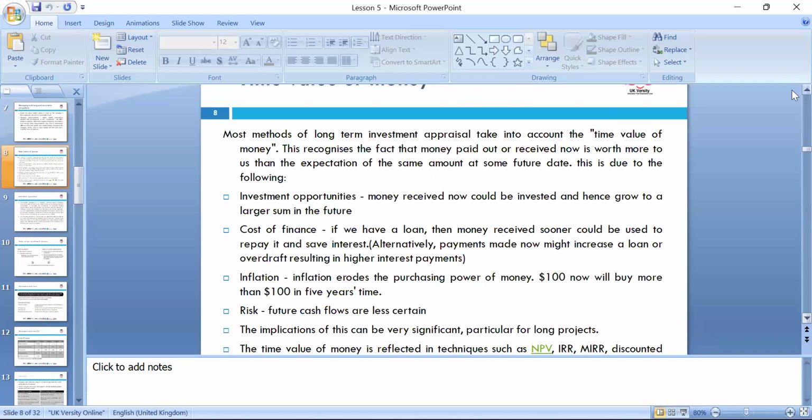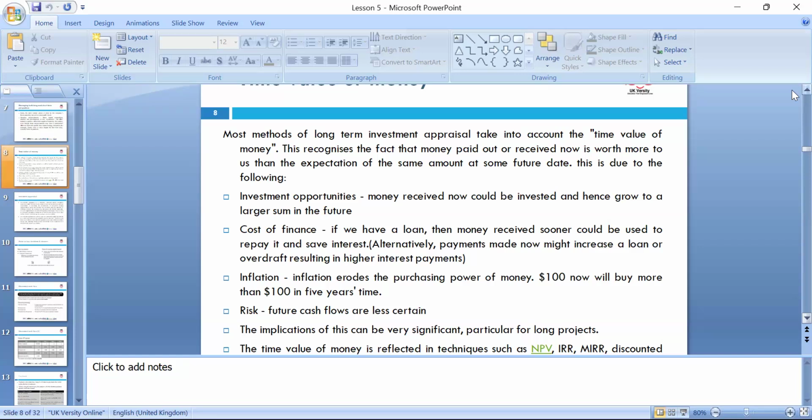So we can look at investment appraisal and the time value of money, as we mentioned earlier. If your return is greater than the real value of money, then an investment opportunity may be taken, and the money could be invested to grow over the longer term. There is the cost of the finance, the money you borrow, and we look at the alternatives, the costing and the return. Inflation also reduces the value of money, because if you have 100 now and 100 in the future, it will be worth less. If the future cash flow is less certain, the implications can be significant, particularly in long-term projects, and the time value of money, which we mentioned.